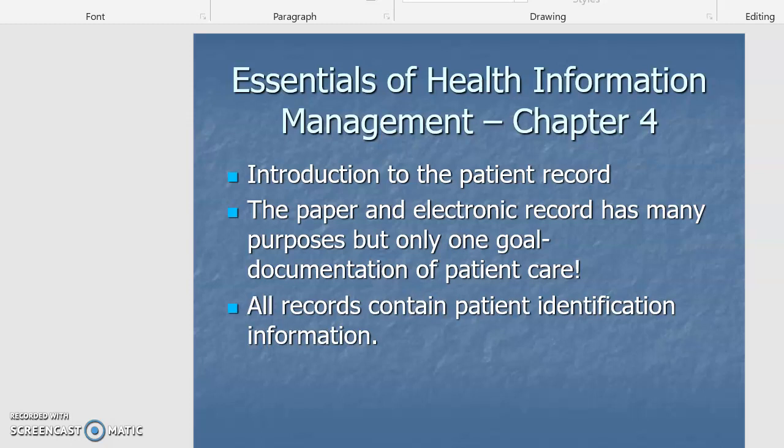So we're talking patient record, medical record, health record, so many different names, and they all mean the same. Everybody here listening has a patient record unless you've never been to a hospital or to a doctor's office. The paper and electronic record have many purposes but only one goal: they want to document patient care. All records contain patient identification information, which can be inpatient, outpatient, or alternative care facilities, and they serve as a documentation source for patient care.